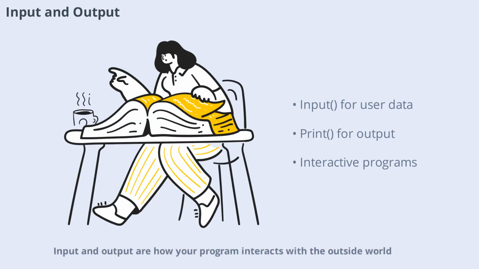Input and output are how your program interacts with the outside world. Input lets users provide information to your program, while output displays results. For instance, you can ask a user to enter their name and then greet them using that information. In Python, the input function collects user input and print displays output. This scene will guide you through creating interactive programs that respond to user actions.